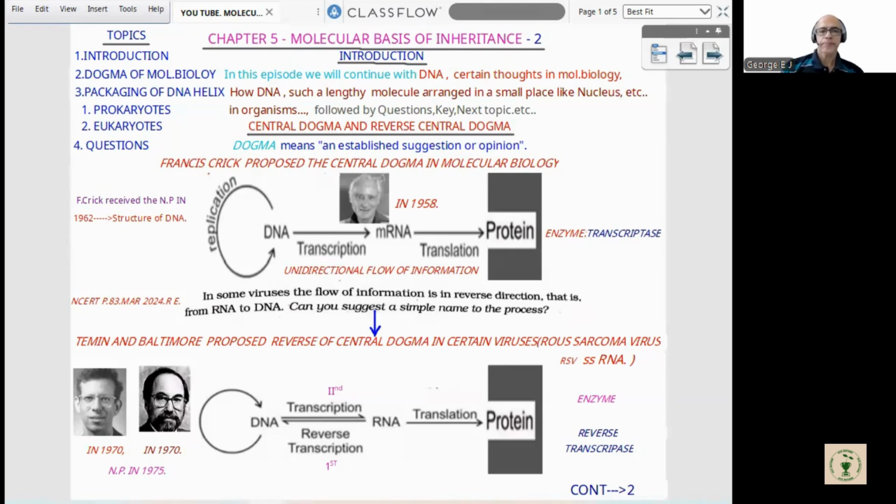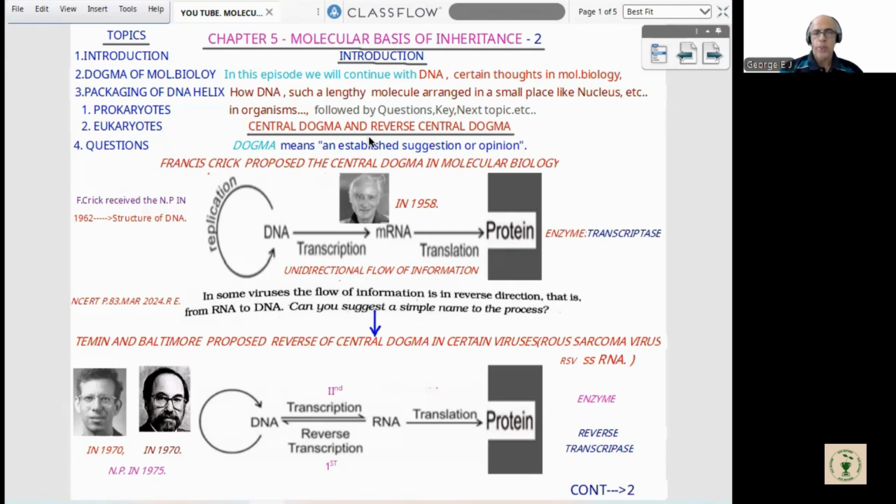So we can proceed. As an introduction, we'll be continuing with the DNA, and initially certain thoughts in molecular biology according to NCERT: how DNA, such a lengthy molecule, is arranged in a small place like the nucleus in organisms. This is the main topic today, followed by questions, NEET model question key and the next topic. So we can start with the central dogma and reverse central dogma. From an exam point of view, whether it is a theory or NEET type question, it is important.